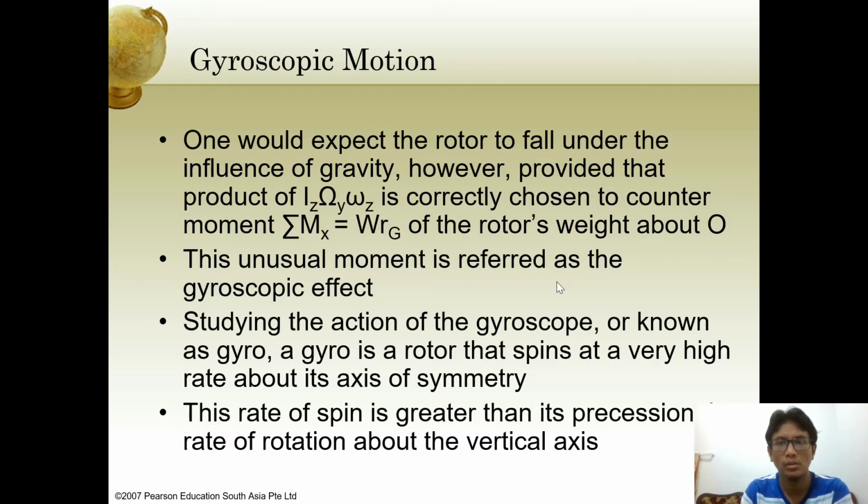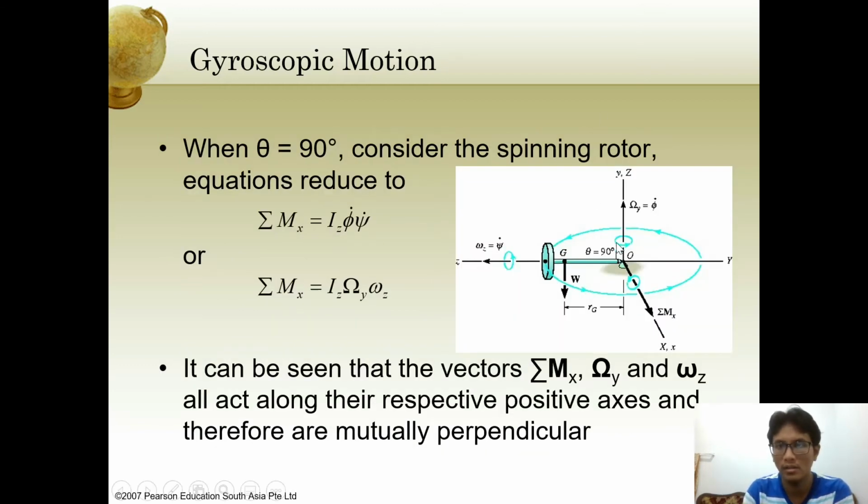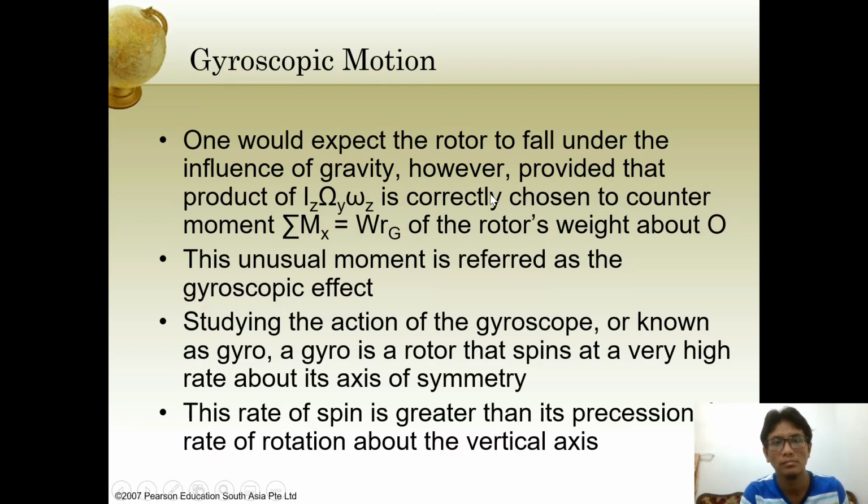One would expect the rotor to fall under the influence of gravity. So as we have mentioned just now, because of this 90-degree position, it seems impossible for this to hang like this without dropping downward. But it is logical after we consider the angular momentum. This unusual motion is referred to as the gyroscopic effect. Studying the action of the gyroscope, or known as gyro. A gyro is a rotor that spins at a very high rate about its axis of symmetry.